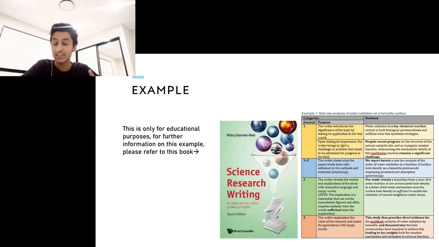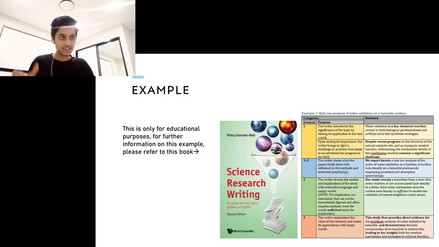Okay, now that they've stated the importance, they're gonna bring to light a challenge. Despite recent progress. Here, look, that's a key word. Despite recent progress. So someone that's skimming it will know, like, okay, now this person is going to introduce their problem. Despite recent progress from the structure of the natural system, it remains a significant challenge.